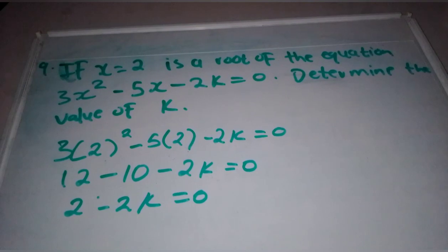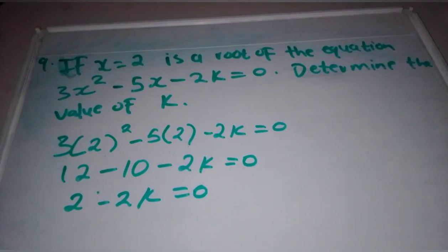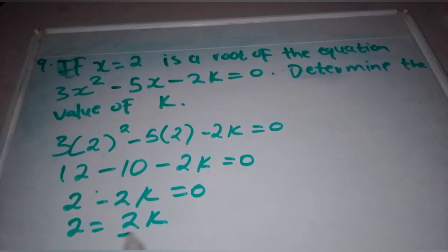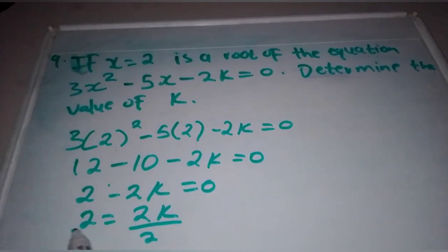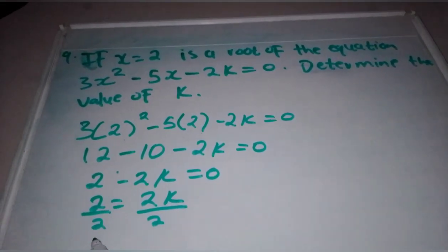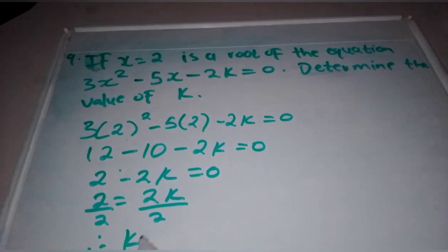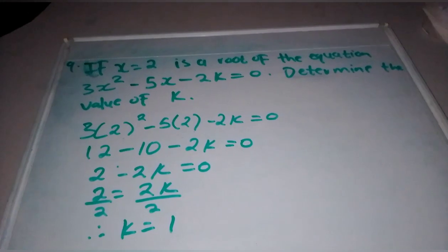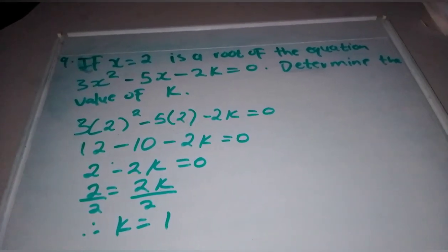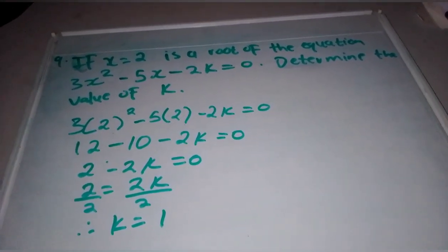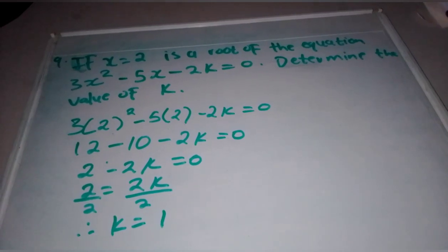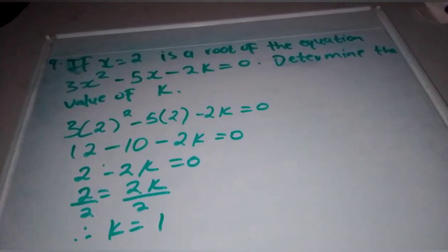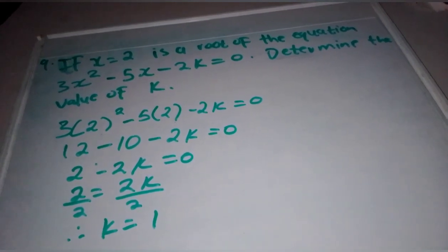Now we need to solve for k. We need to make k the subject of the formula. So how do we do it? We transpose that 2k to be positive, divide everything by 2 to make k the subject of the formula. So k is positive 1. So that's the answer. So when you are more interested in this, just substitute that k into that original equation and ensure that the roots are real and equal. Then leave your answer in the comment. I will tell you the correction.